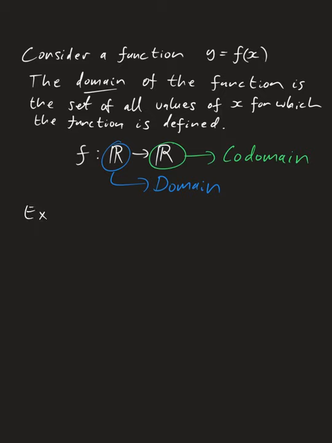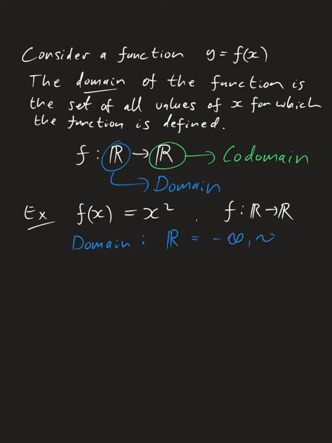For example, look at the function y is equal to x squared. That is a function from the real numbers to the real numbers. So the domain is the real numbers. You could also write that as this interval from minus infinity to positive infinity. That's another way of saying the real numbers. The codomain of that function is also the real numbers. If we plot this function, if this is x and y, it looks like this. So the negative y-axis isn't used at all.